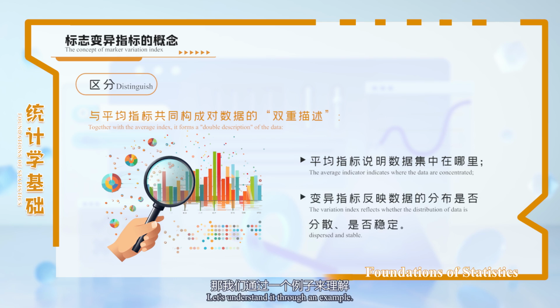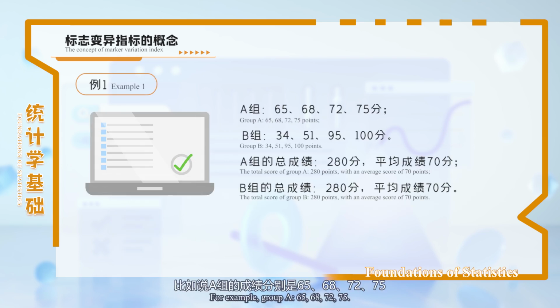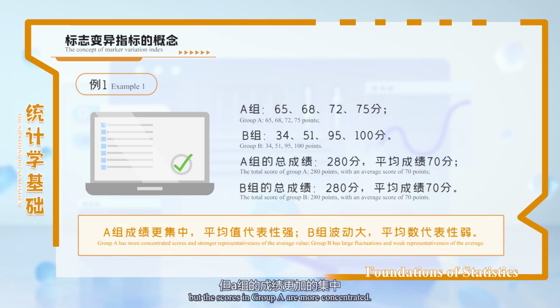Let's understand it through an example. Group A's grades are 65, 68, 72, 75. The average grade is 70. Group B's grades are 34, 51, 95, and 100. The average score is also 70. Although the average scores are the same, the scores in Group A are more concentrated, and the average is more representative. The variance of Group B is large, and the average is less representative.